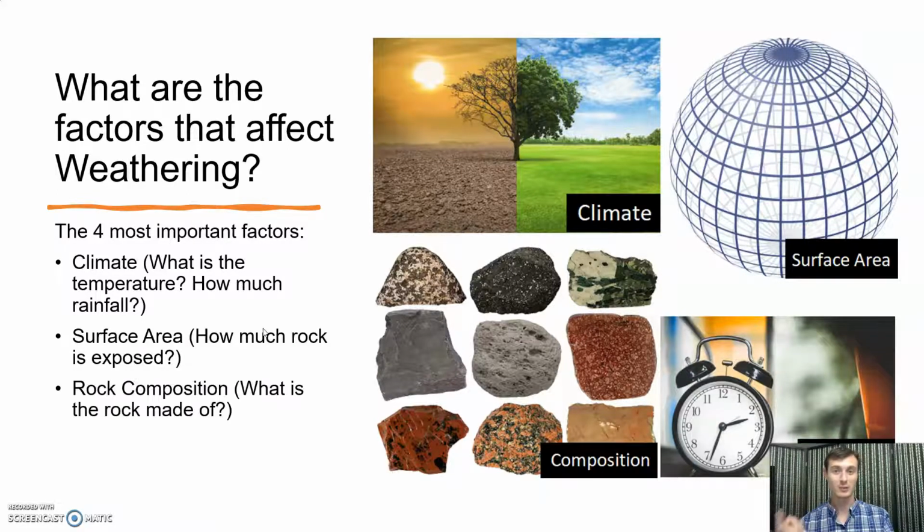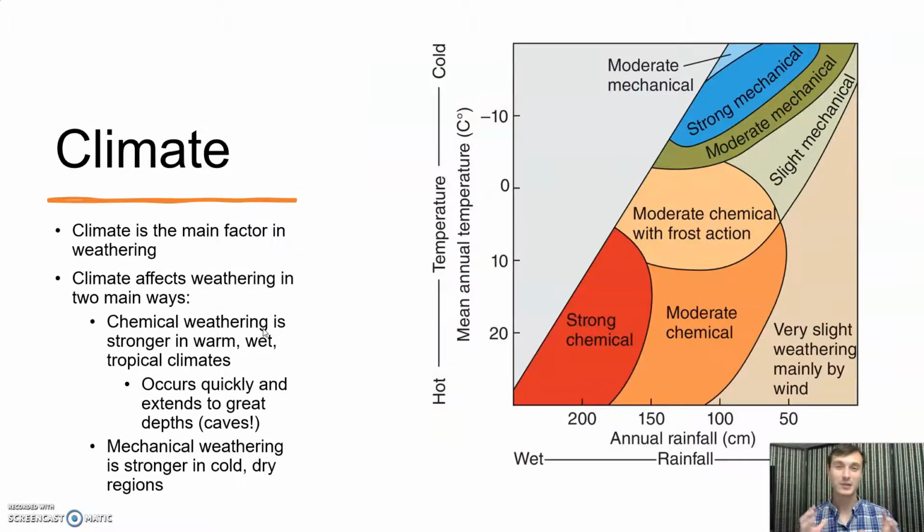The next factor is going to be the composition of the rock. Some rocks are really resistant to weathering and stand for a long time, and others weather really easily and quickly. And the last factor is time. How long has this rock been exposed to the elements? So out of those four factors, climate is the one that is most important. What is the average weather pattern in that area? Is it hot? Is it cold? Is it wet? Or is it dry?